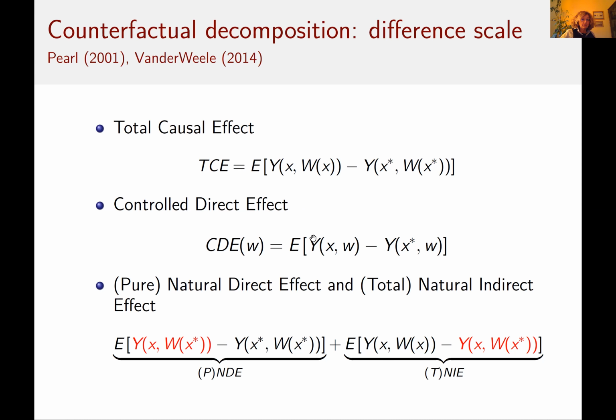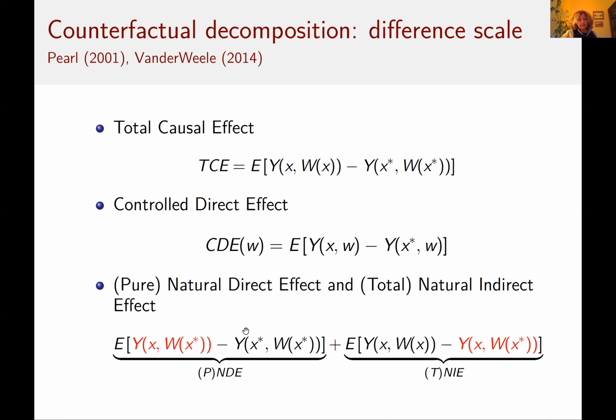The controlled direct effect is something which we already know: the expected value of the potential outcome of Y when X is let to vary, but W is fixed to a given value, small w. This is the controlled direct effect, with the usual well-known interpretation in statistics.